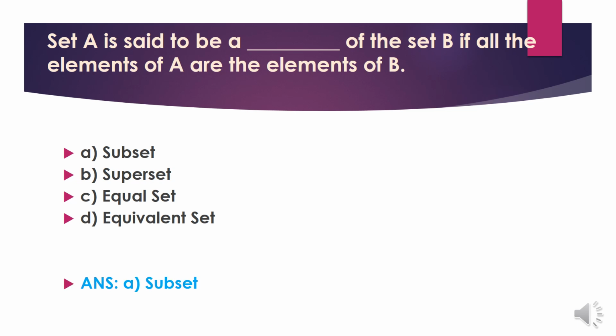Set A is said to be a dash of the set B if all the elements of A are the elements of B. A subset, B superset, C equal set, D equivalent set. Answer: A subset.